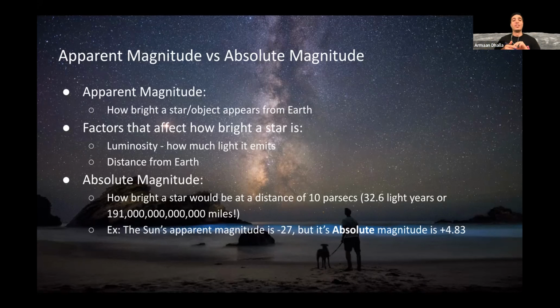So for example, the sun's apparent magnitude, or how bright it is from our viewpoint, is -27, but its absolute magnitude is positive 4.83. Remember, the dimmest stars we can see with our naked eye are around a 6, and the sun's absolute magnitude is around a 5. So that just gives some more context about how our sun compares to other stars.